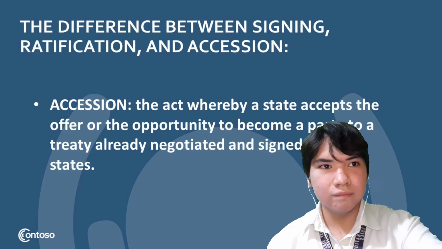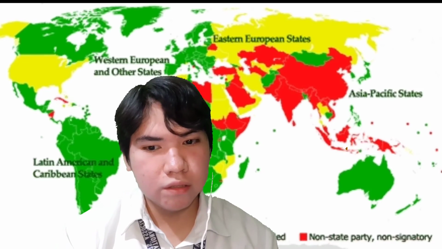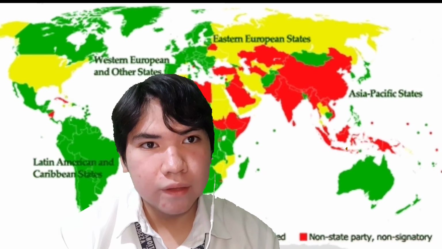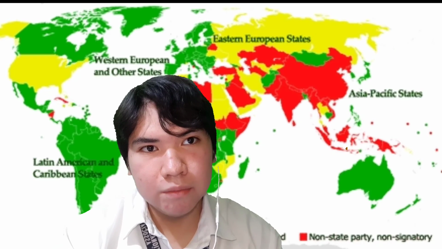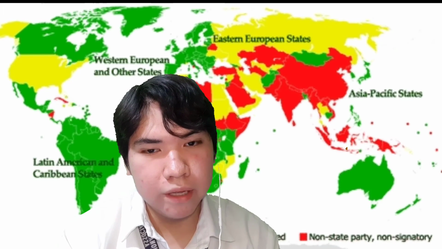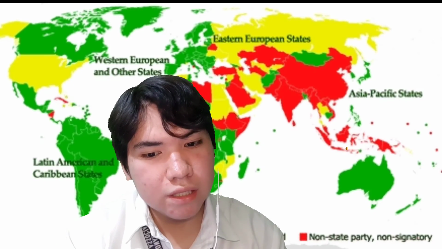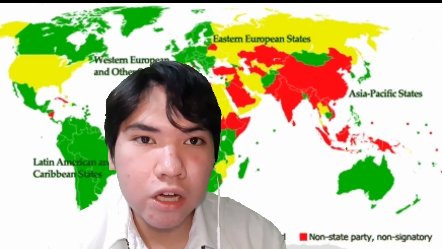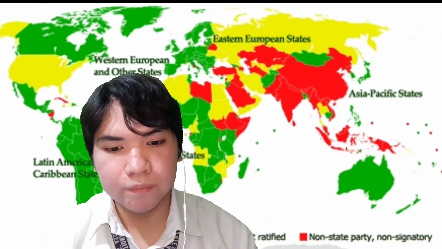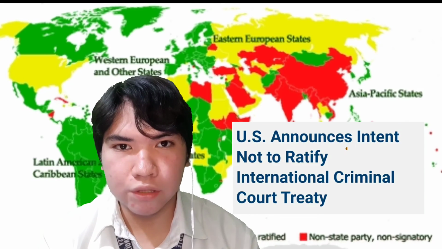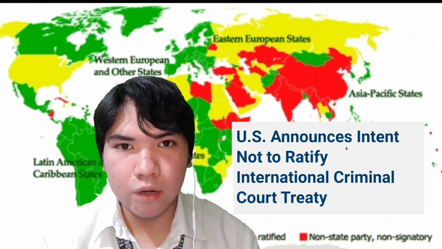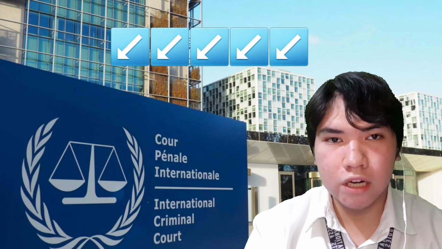Also, I want to add that in a treaty that has not been ratified by the state, a state may choose to withdraw its signature. For example, on May 6, 2002, the United States withdrew its signature from the Rome Statute. It is a treaty that established the International Criminal Court of the United Nations.